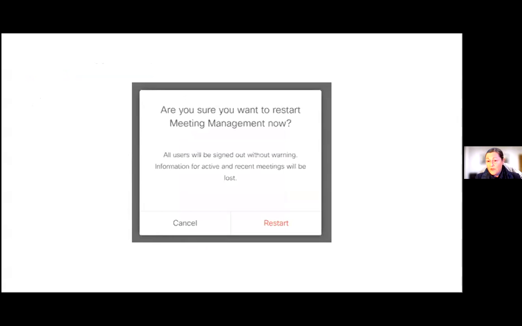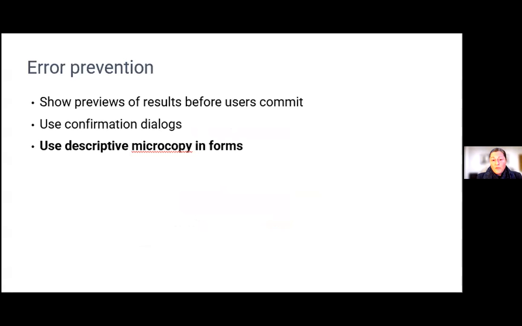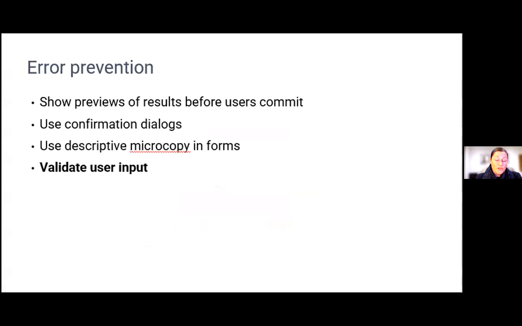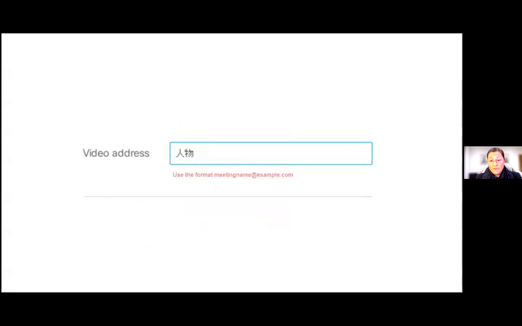In this case, you're actually throwing out lots of users. You are temporarily losing lots of data that you need right there in the moment, and that's not coming back. So that means that you probably don't want to restart meeting management while there are really important meetings going on. And you want to use descriptive microcopy in forms. Something like this is very helpful and will prevent you from having to go through a lot of trial and error.